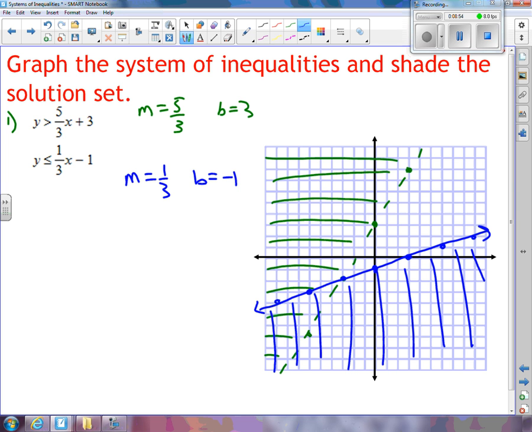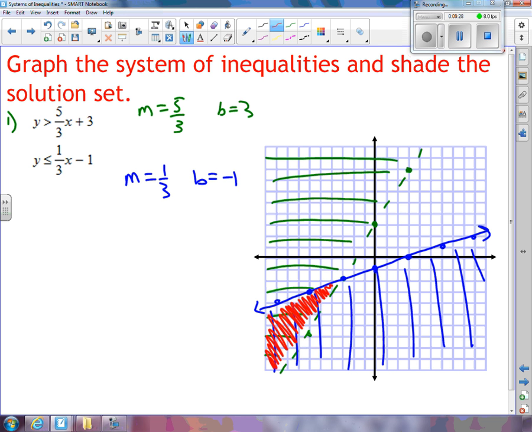Now, I know that when we were solving just regular systems of equations, we were always looking for the point of intersection. We're not just looking for one point of intersection here, we're looking for lots of points of intersection. So the answer is the whole region where the two shadings overlap, where the two of them intersect with each other. So that would be this area here, where both the green and the blue are shaded. So once you know what that region is, you should shade it darker than the rest of it to make it clear to me that you know the answer.